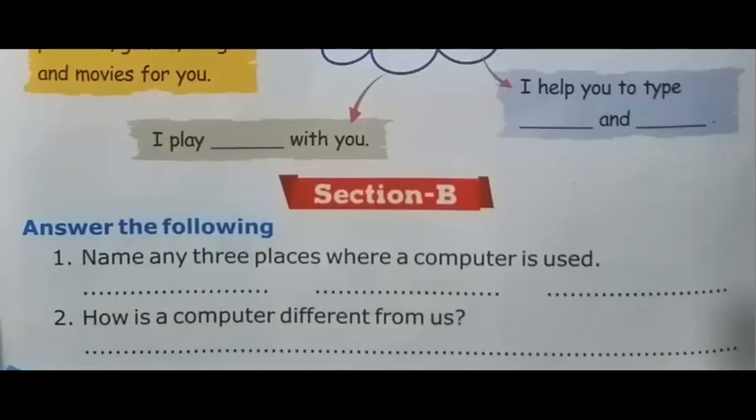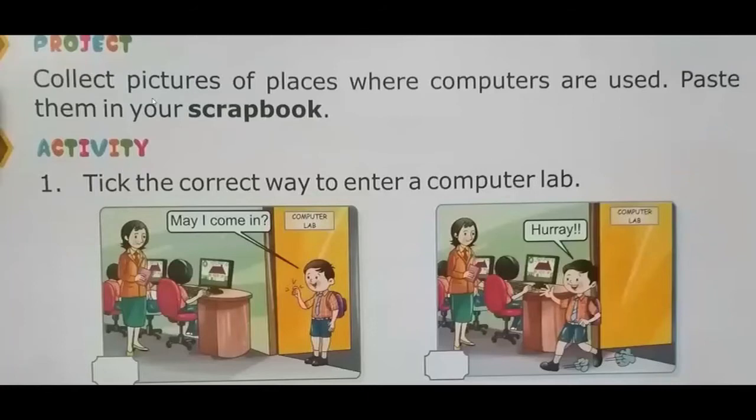Can you take the next page? Page number 17. See, you can skip this project. It is not necessary. Then the activity section, you listen. Question is, tick the correct way to enter a computer lab. See, can you see two pictures here? In the first one, the boy is knocking the door and asking ma'am's permission to enter the computer lab. But the second boy, see how he is coming? He is just rushing into the lab, isn't it? He is just rushing into the lab and saying, hooray! He is shouting and coming. Is that the right way to come into the lab? No, isn't it? So you can put a tick mark.